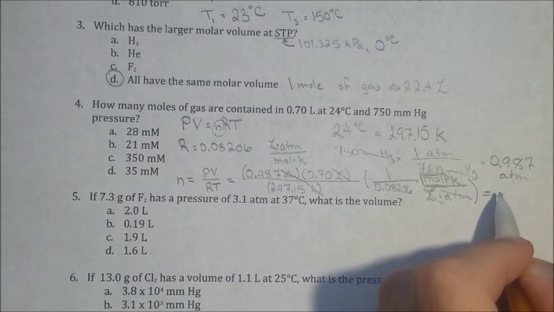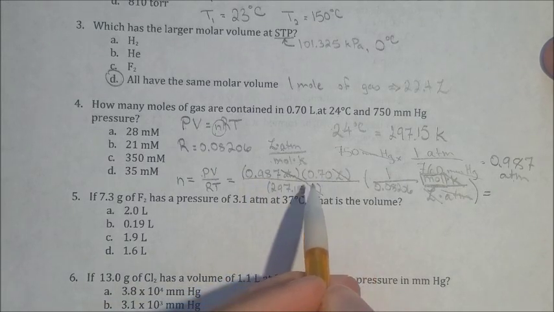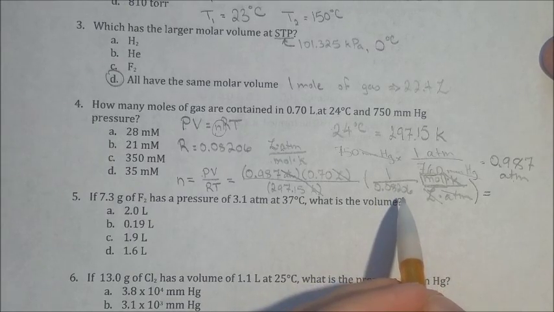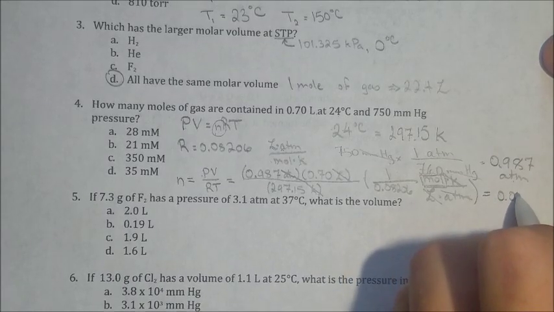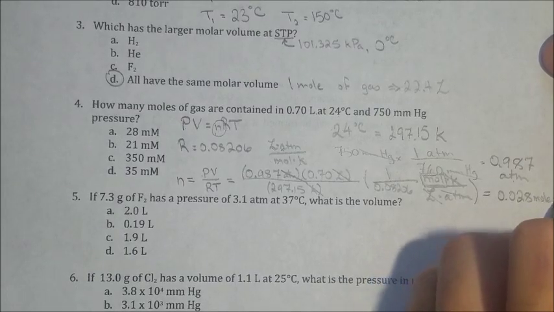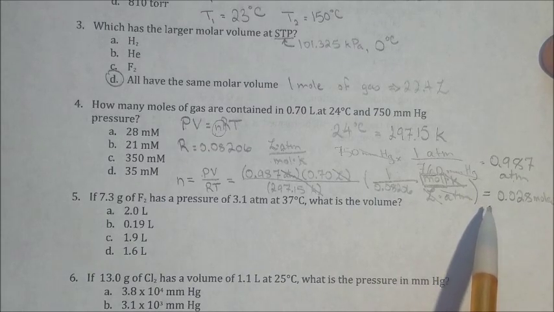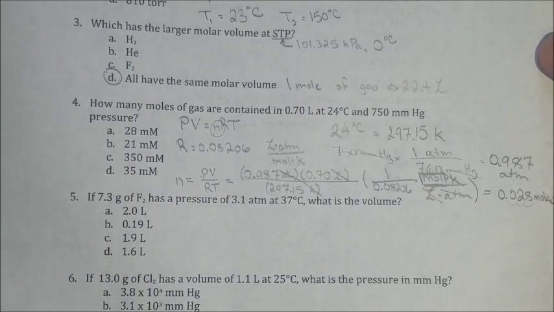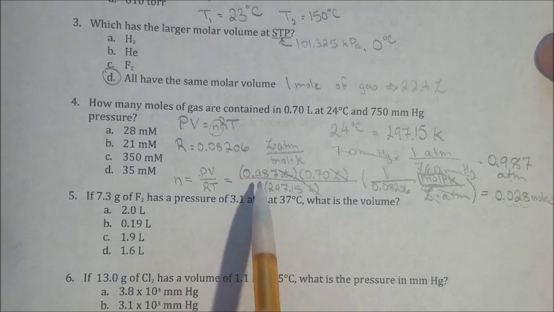And so the answer that we end up with when we do this just in our calculator, so we go 0.987 times 0.7 divided by 297.15 times 0.08206. The number that we get is 0.028 moles. Okay, so with moles there, if we wanted to convert into millimoles, we just go times 1,000, and so we're left with 28 millimoles.